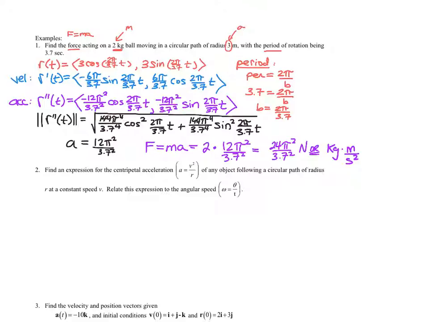All right. So number 2 has us generalizing this, an expression for centripetal acceleration, A equals v squared over r, of any object following a circular path of radius r at constant speed v. Relate the expression to the angular speed.